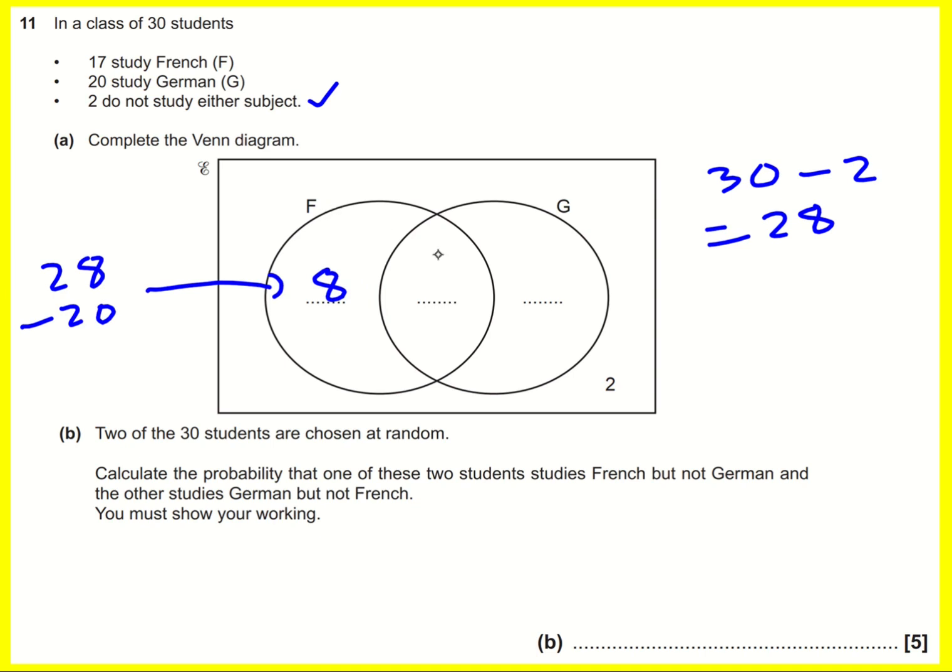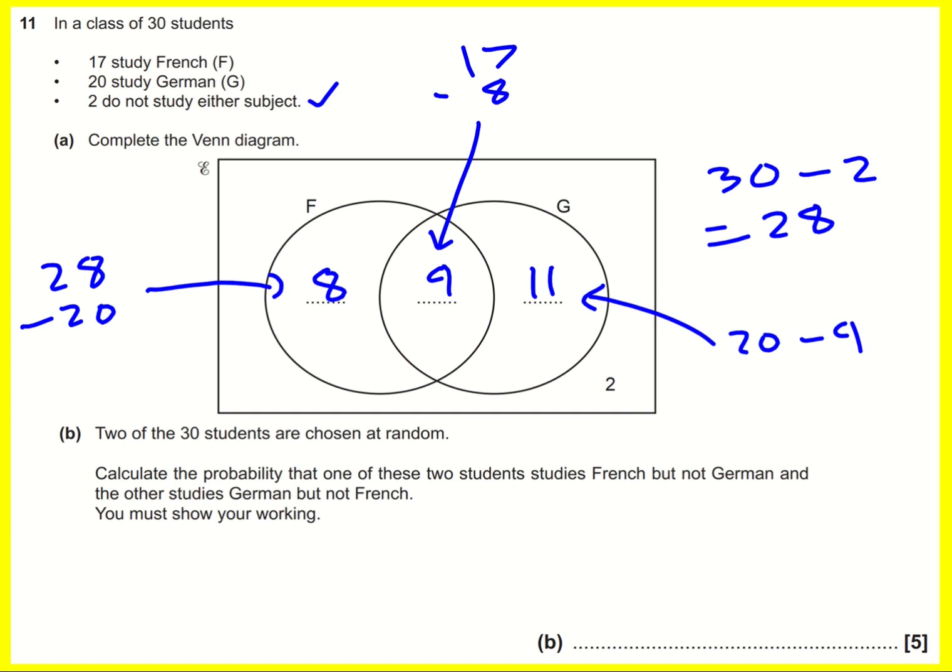So then it all kind of falls out, because this must be 9. It's because these two I need to add to give 17, so it's 17 minus 8 essentially. And then I know that German is worth 20, so this must be 11. I've basically done 20 minus 9, and I've managed to fill in my Venn diagram.